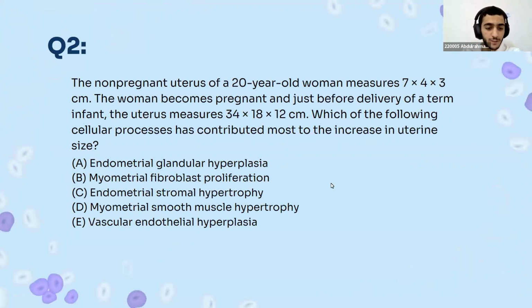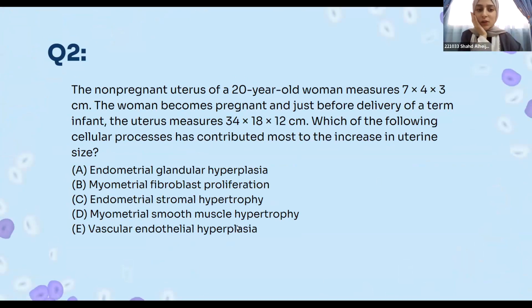I'll leave you with Shahad for the second question. Second question. The non-pregnant uterus of a 20-year-old woman measures 7 by 4 by 3 centimeters. The woman becomes pregnant, and just before delivery of a term infant, the uterus measures 34 by 18 by 12. Which of the following cellular processes has contributed most to the increase in uterine size? You can type in the chat.